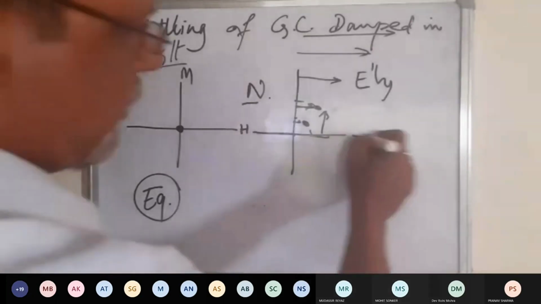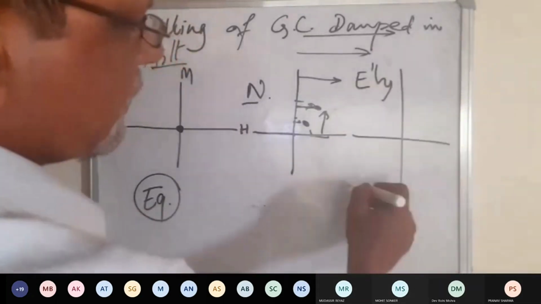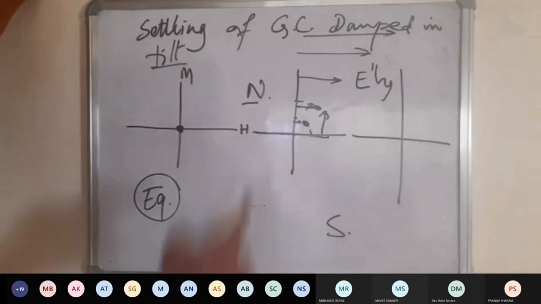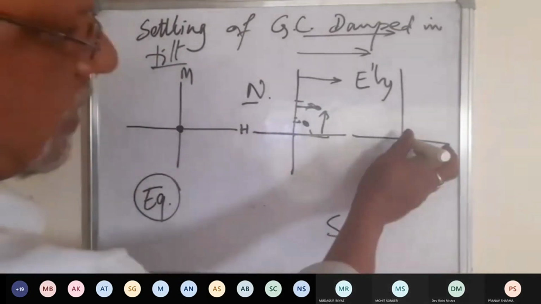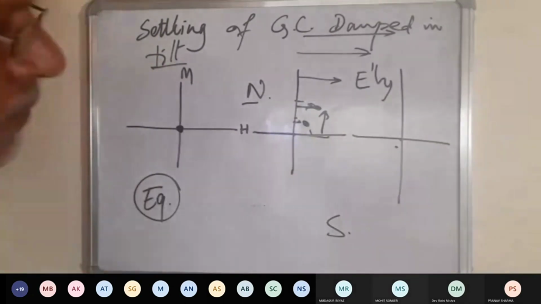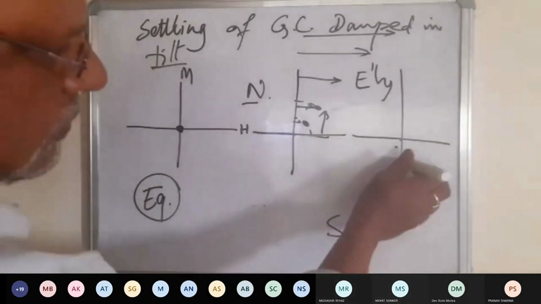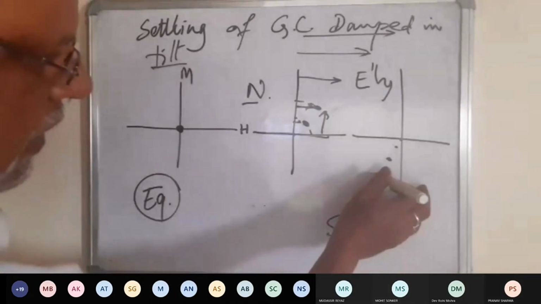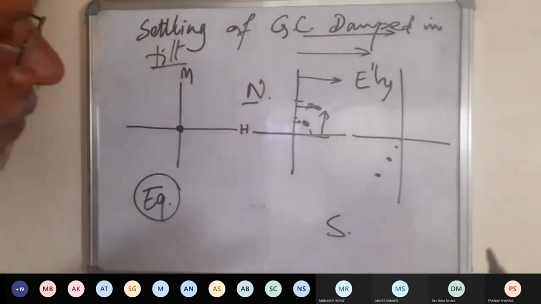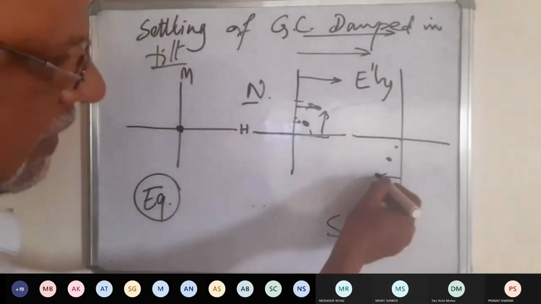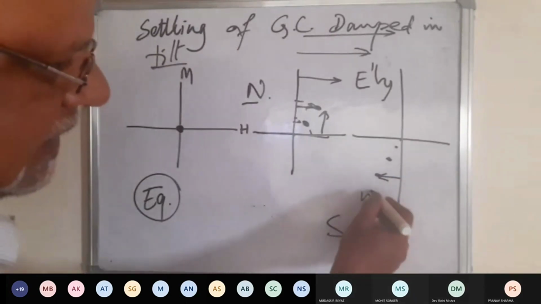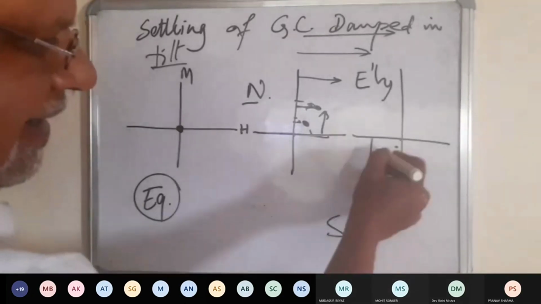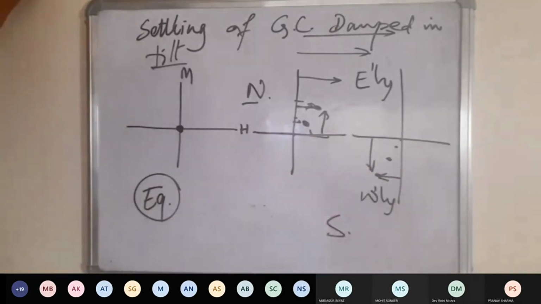On the other hand, if we go in the southern hemisphere, the same spin axis is going to be settling here. We go further south, it will be settling here. Further south, it will be settling here. What we are saying? Azimuth error westerly, also tilt downwards.